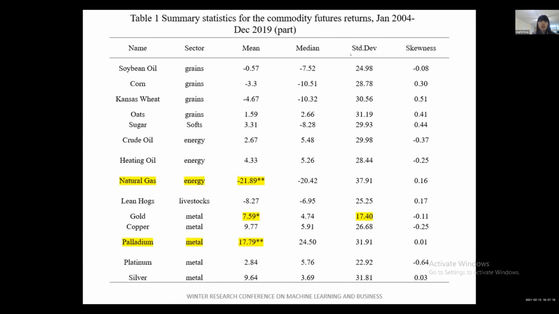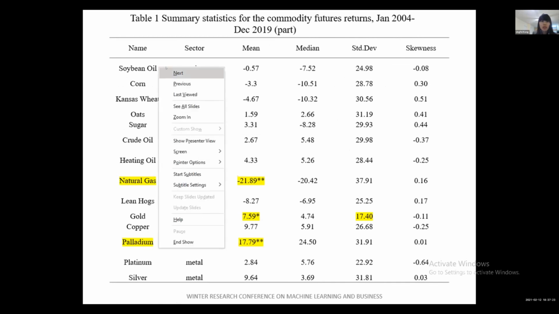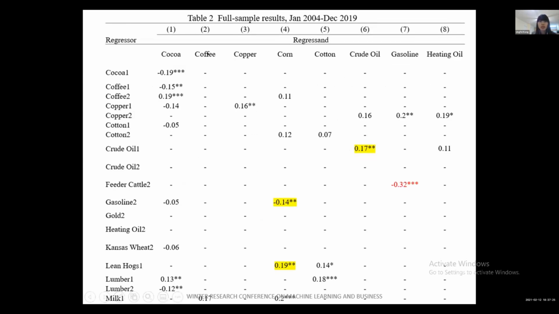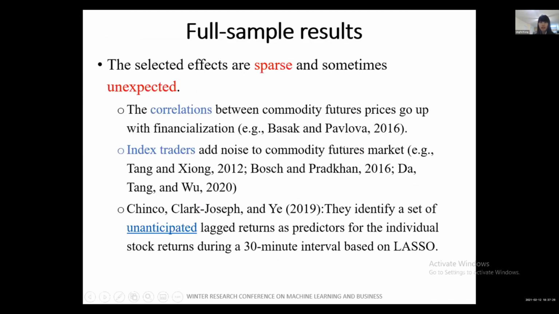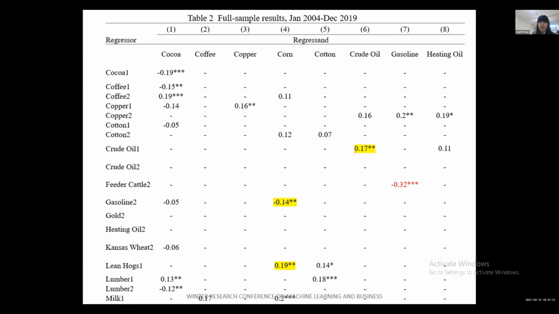This table shows summary statistics. Let me skip summary statistics. Table 2 shows the full sample results. There are some lead-lag relations that make sense. For instance, there is first order autocorrelation for crude oil futures.